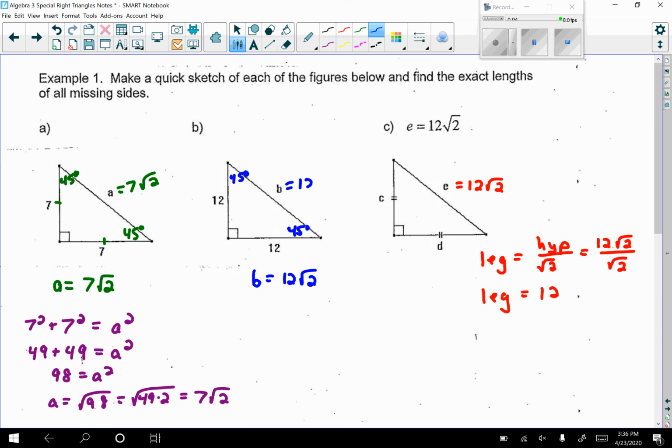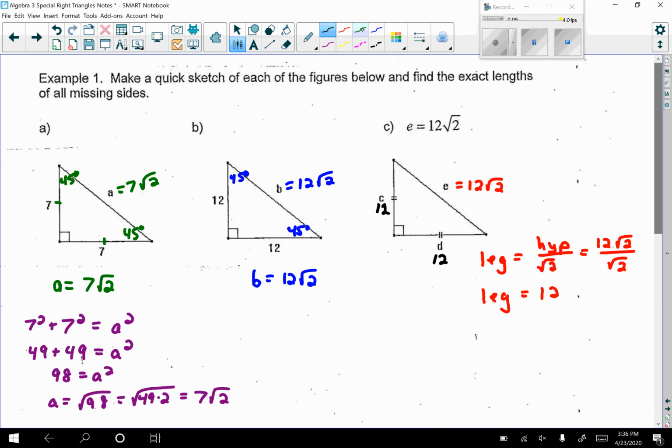B, this was 12 radical 2. Then if you go back to look at the leg, it's just 12. So when the hypotenuse has the radical 2 with it, to go back to the leg, we simply take away the radical 2 because we're dividing by it. So here in this case, each leg, D, is going to be 12, and C is also 12. So it turned out to be the exact same triangle as example B.